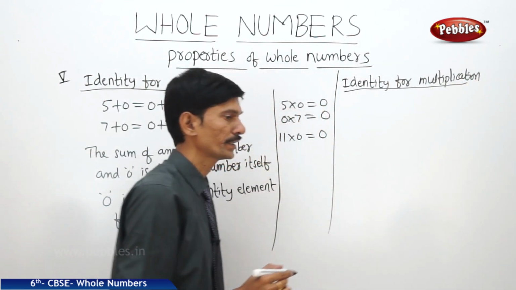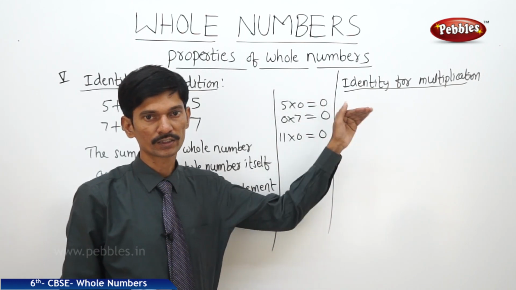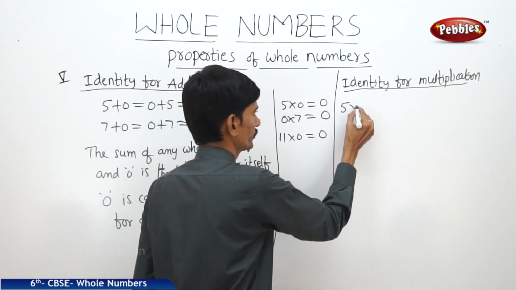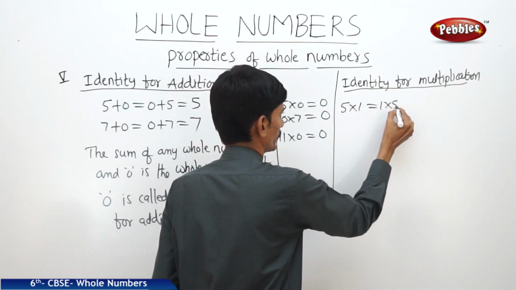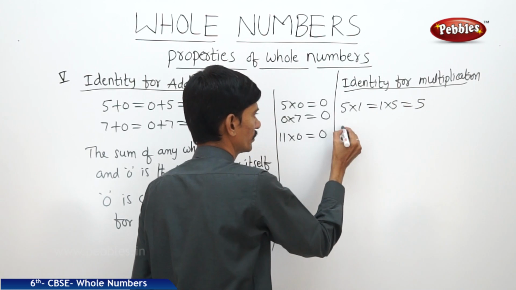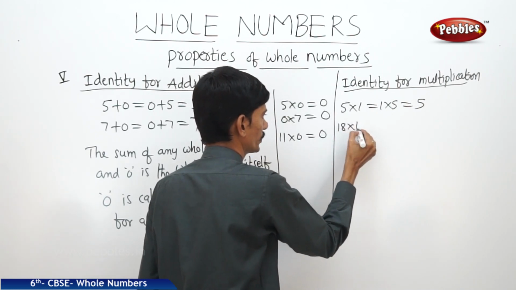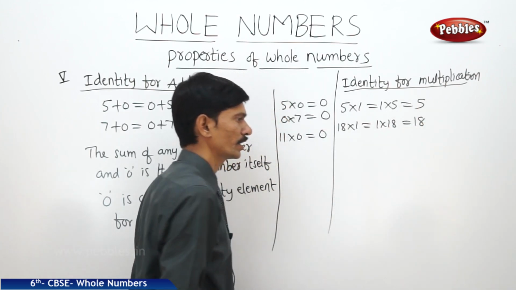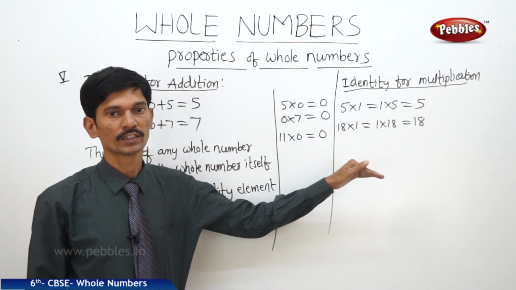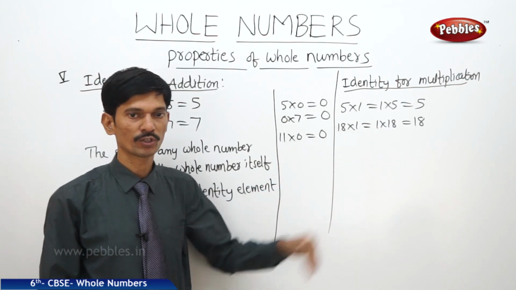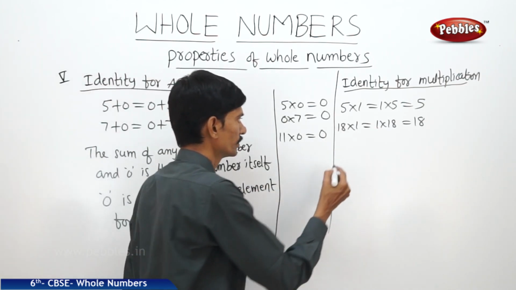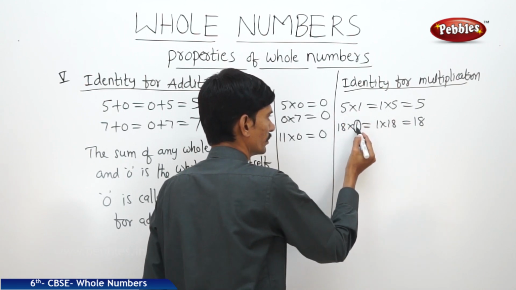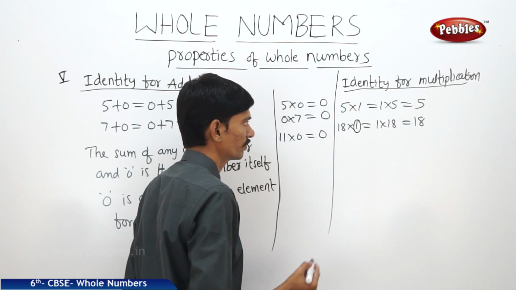Now if you multiply any whole number by 1, the product is the same whole number itself. For example, 5 into 1 equals to 1 into 5 equals to 5, or 18 into 1 equals to 1 into 18 equals to 18. So if you multiply any whole number by 1, then we will get the product, the same whole number itself. So then here 1 is called the multiplicative identity or identity element for the multiplication.